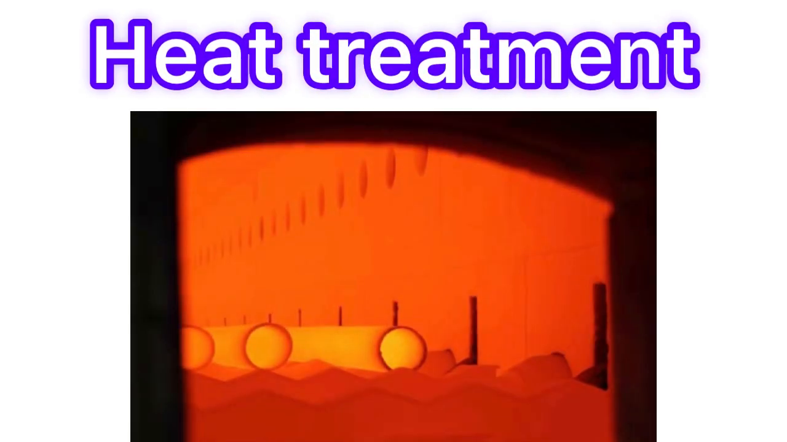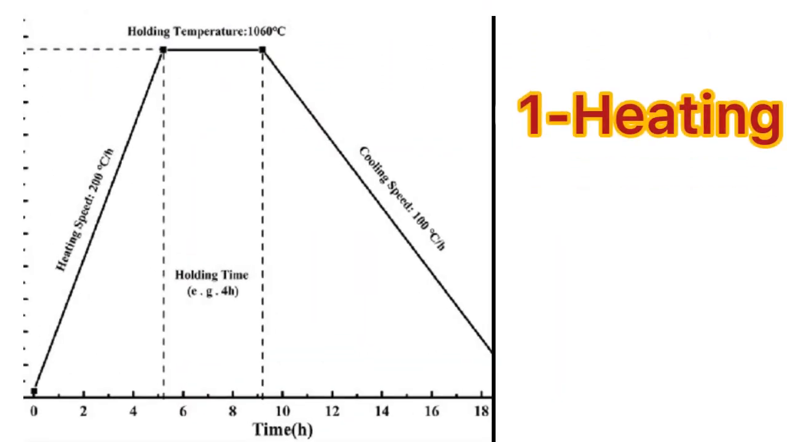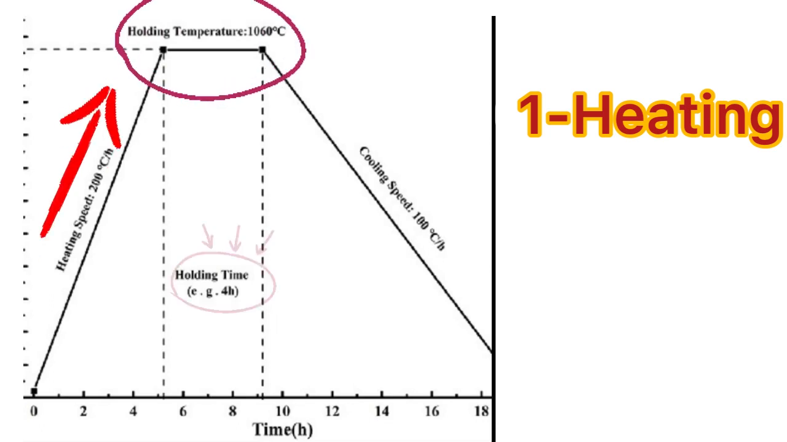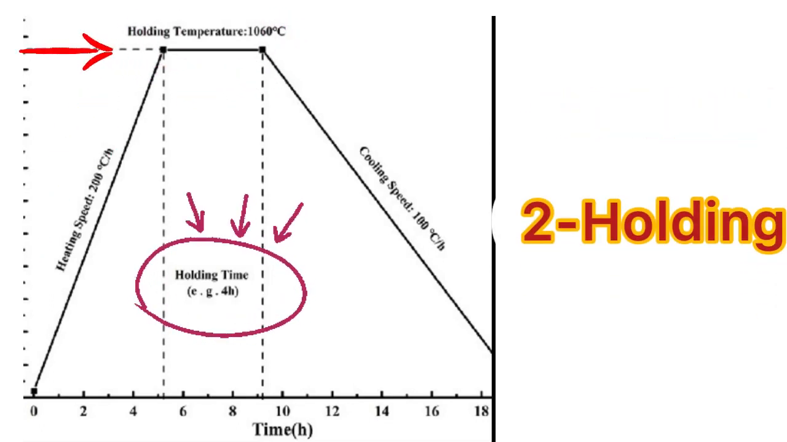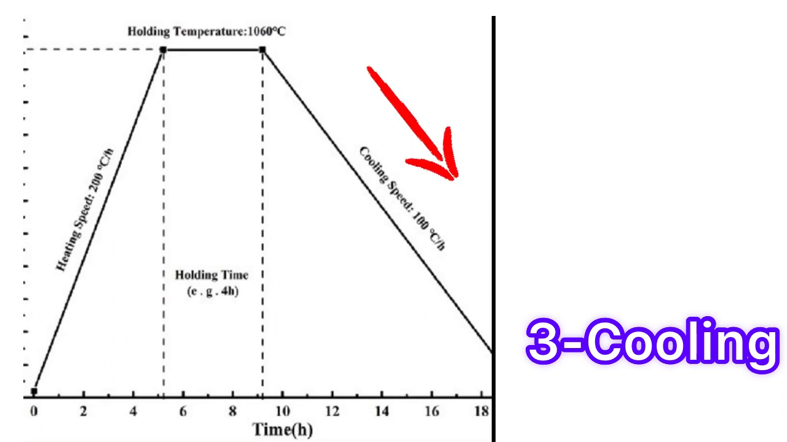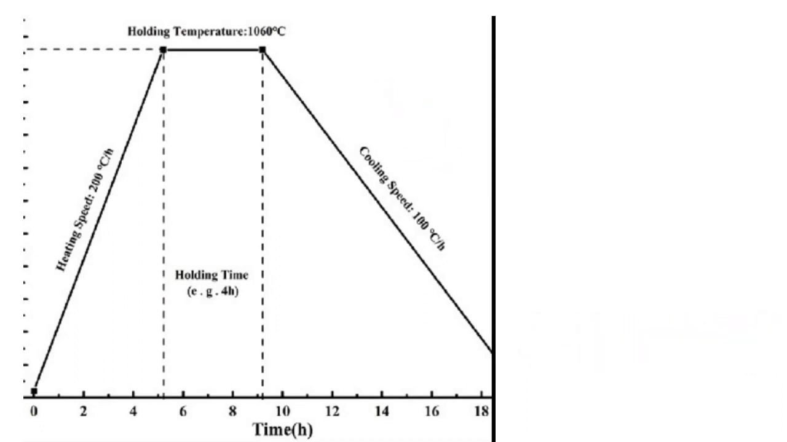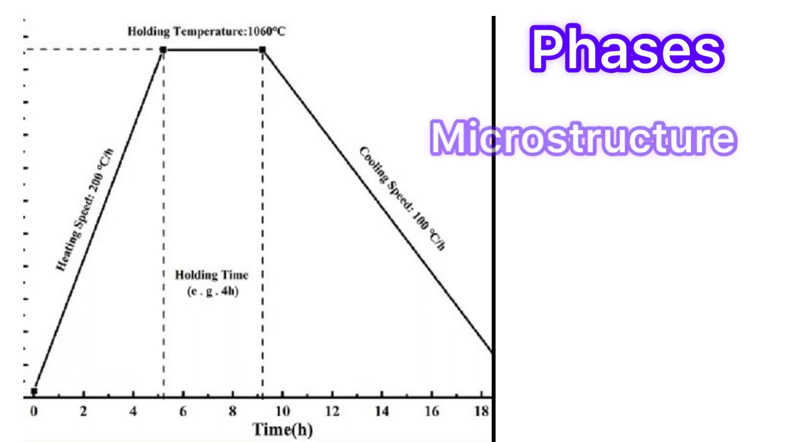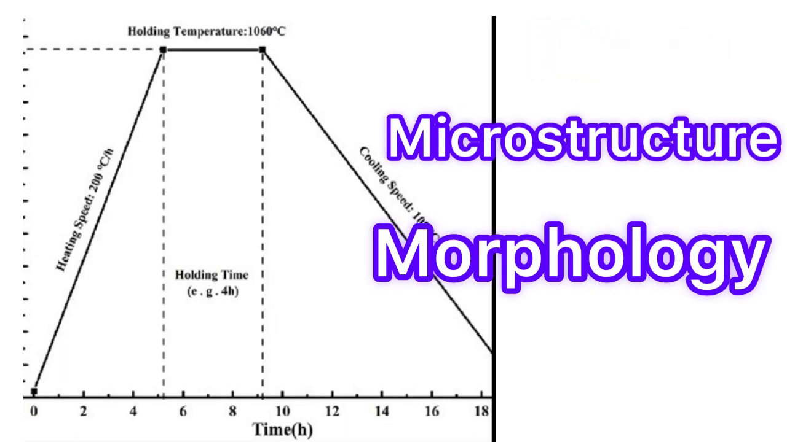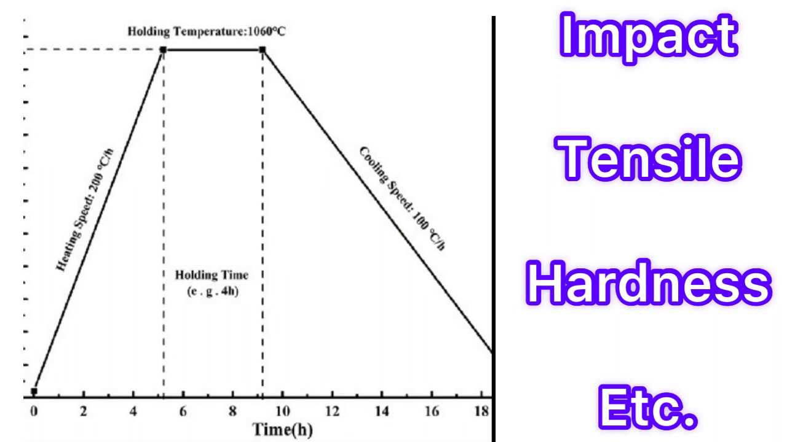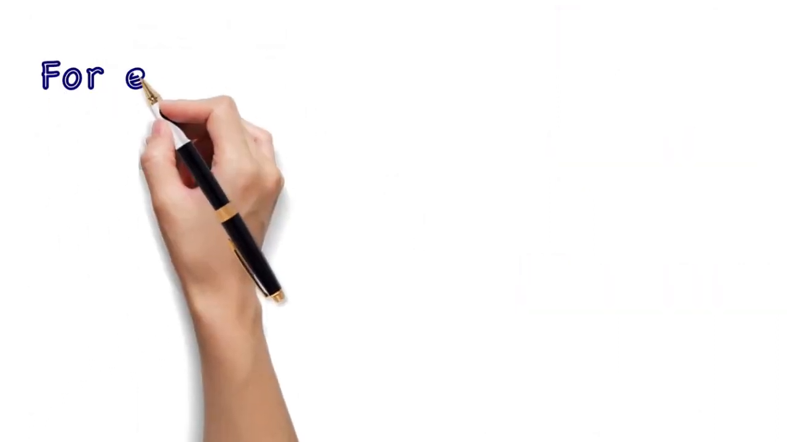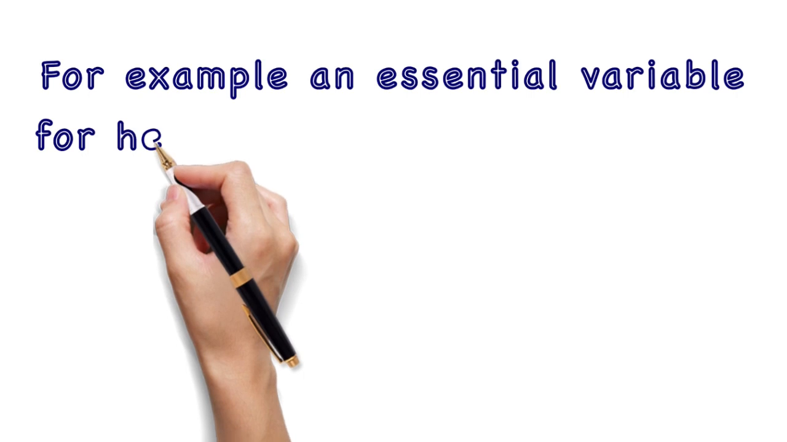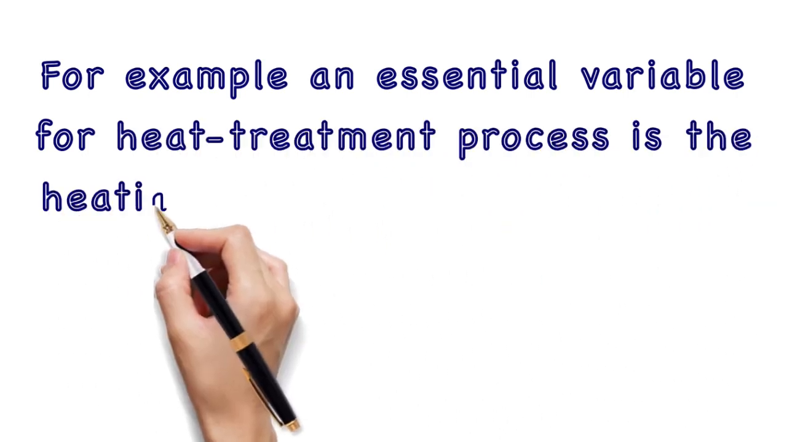Now to clarify this further, let's talk about a specific process which requires qualification, like heat treatment process as an example. And heat treatment process, simply speaking, is a process of heating the material up to a certain temperature and keeping the material at this temperature for a certain period of time and then cooling down at a certain cooling rate in order to achieve certain phase transformation, microstructure, and morphology that will generate certain mechanical properties, which is our target from this process. Now, for example, an essential variable for heat treatment process is heating temperature.